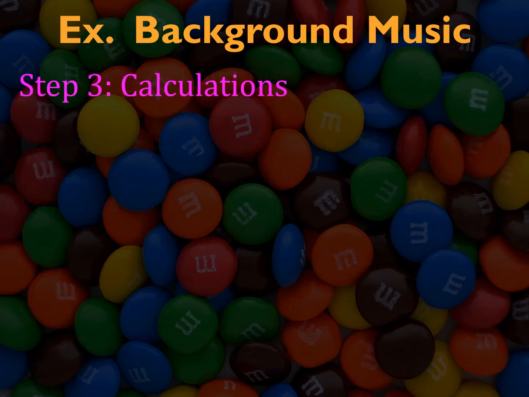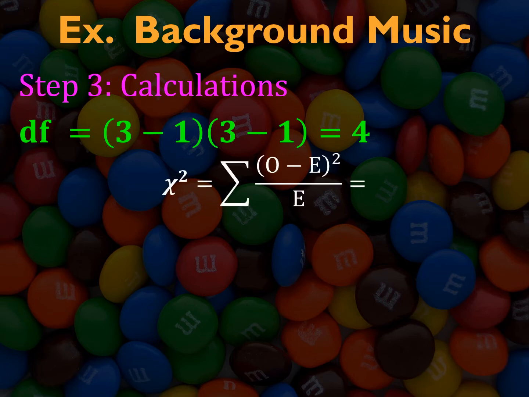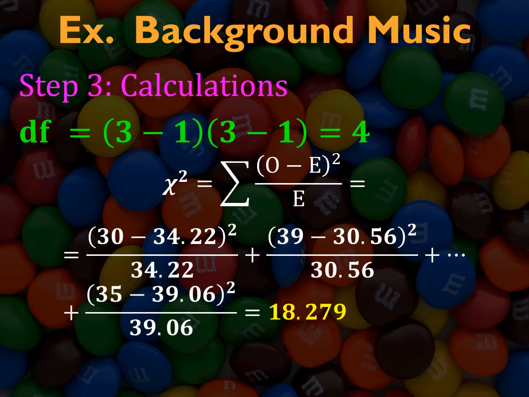So the calculations first require us to calculate the degrees of freedom. Since this test has 3 columns and 3 rows, df is 3 minus 1 times 3 minus 1, which is 2 times 2 equals 4. The chi-square value is going to be the sum of all the observed minus expected counts squared divided by expected. So just like before, put the first 2 in, add them up, plus dot dot dot, plus the last one, and then find the chi-square. And I'll show you how to do this on the calculator in a moment.